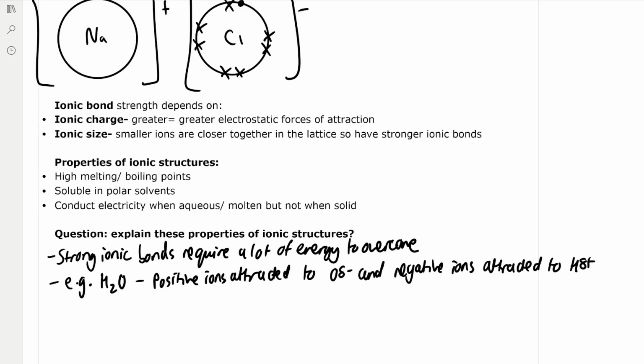So in water, the positive ions are attracted to the delta negative oxygen atoms, and the negative ions are attracted to the delta positive hydrogen atoms. Then they conduct electricity when aqueous/molten, but not when solid, because when ionic lattices are solid, they're held in the lattice structure by the strong ionic bonds. So the ions aren't mobile, they're not free to move, they can't conduct electricity. Whereas when they're aqueous or molten, the ions become mobile as the ionic bonds are overcome, so they can conduct electricity.